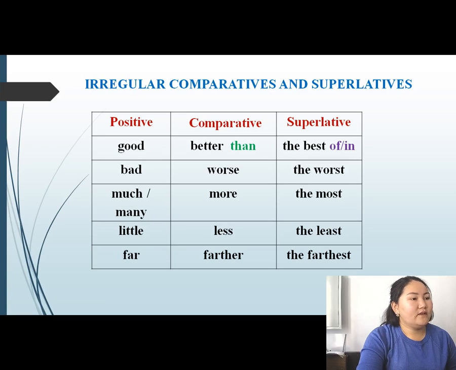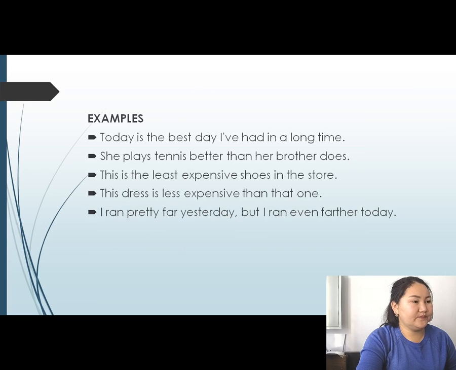So also we have irregular comparatives and superlatives. These common adjectives have completely irregular comparatives and superlatives. Let's have a look at the adjectives. Good, better than, the best. Bad, worse, the worst. Much, many, more, the most. Little, less, the least. Far, farther, the farthest.